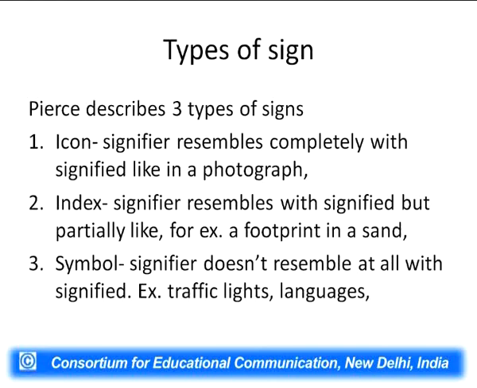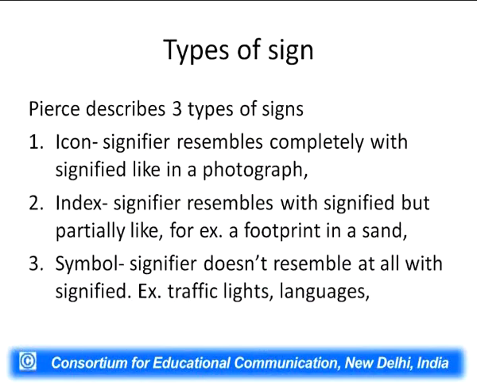Now the other type is index. Signifier resembles signified but only partially, like a footprint in sand. For example, if someone sees a footprint in the sand, he or she is likely to conclude that somebody has just moved onto the clay or the sand. Somebody was here. We can also recognize that the footprints belong to a human being, if that is the footprint of a human being. So we can recognize the presence of a human being, but the footprint doesn't faithfully reproduce the size and the shape of the foot of a person. Now the third type of sign is symbol.